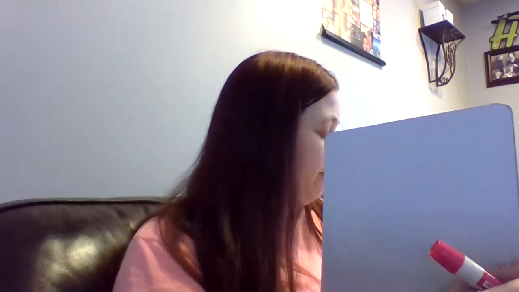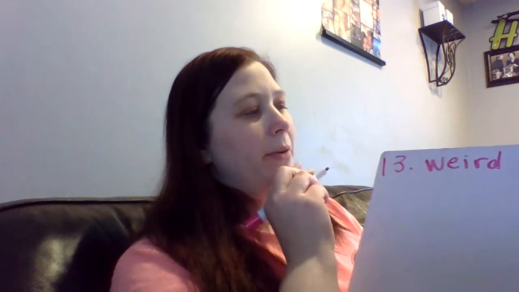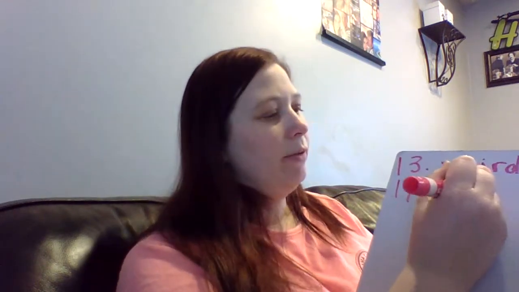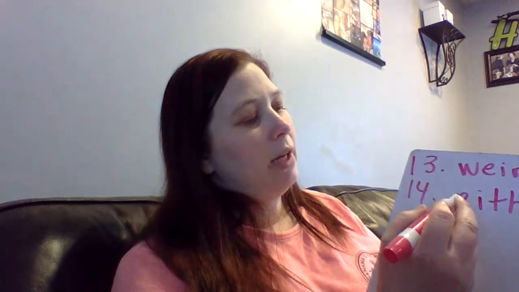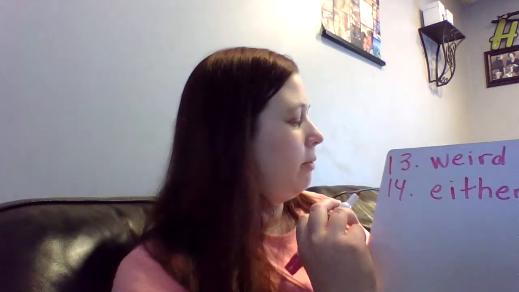All right, let's practice a little bit of spelling with this. We are going to spell weird. All right, number 13, weird. And you're hearing that E sound in weird, right? So that would be where we put the macron on the E. Number 14, either. So again, it's the EI, and then we would put the macron up there.